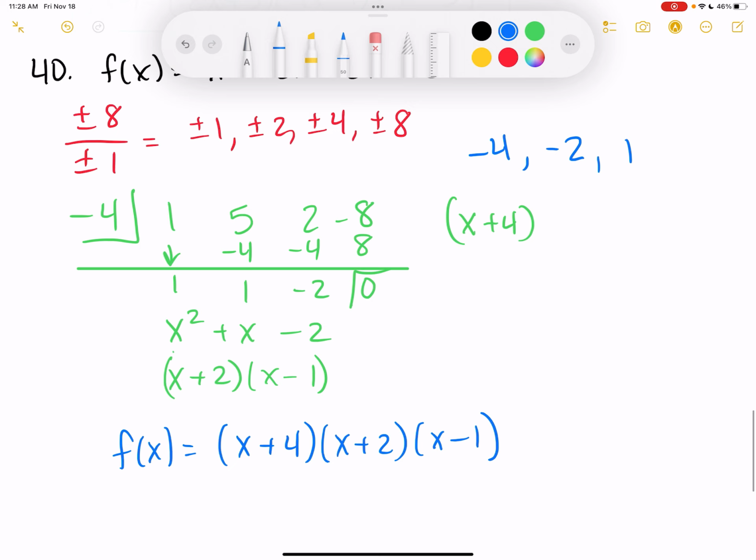Or you could have used this reduced form and done another set of synthetic and just kept working your way down until you were done. But this is a lot easier than that.